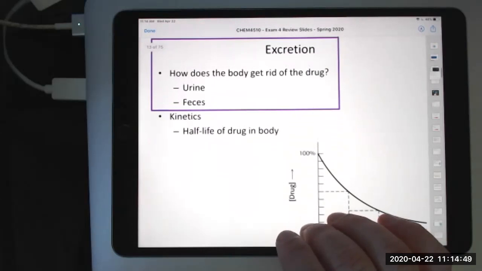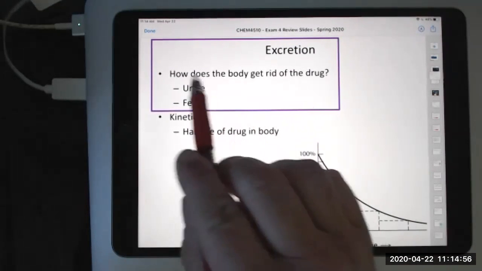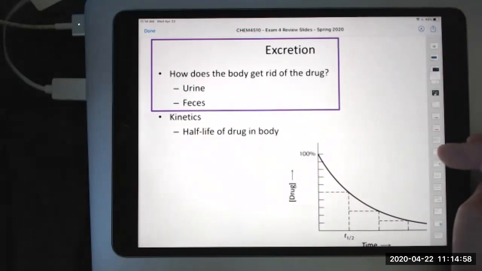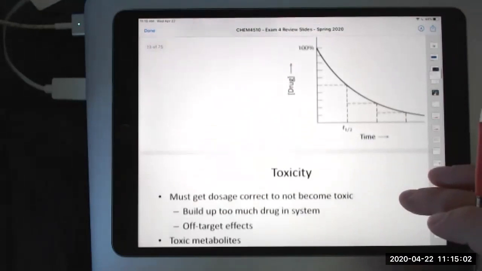So excretion, right? How does the body get rid of the drug? There are two primary ways: urine and feces. They collect it and measure it. Okay, so that's the ADME.